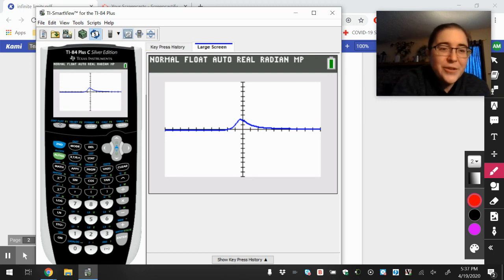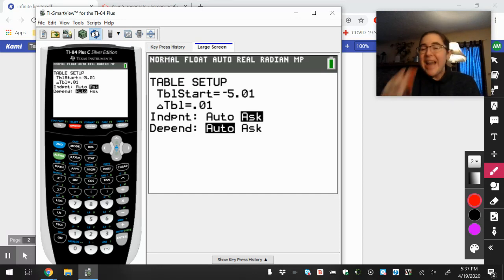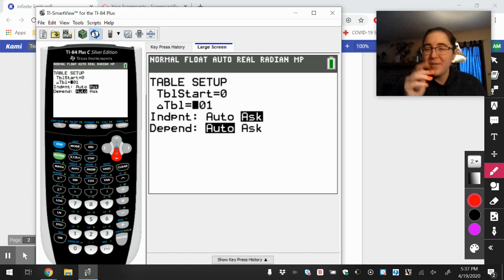If you look right here, table set, it's right above window. So second table set, oops, that's window, second window. There are lots of different options in here. We have table start. Where do we want our table to start? Usually I'll start at 0, but it just depends. This is the important thing here, this little delta table. That means the change in the table. What interval do I want to go at? So maybe I just want to go by ones.